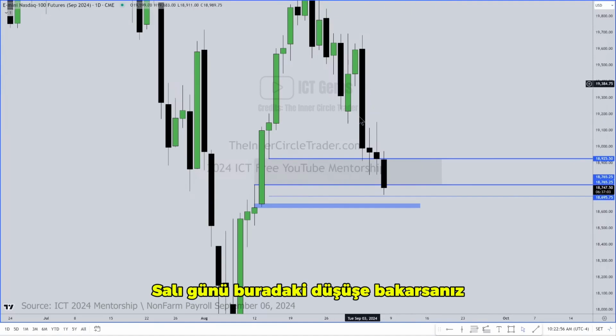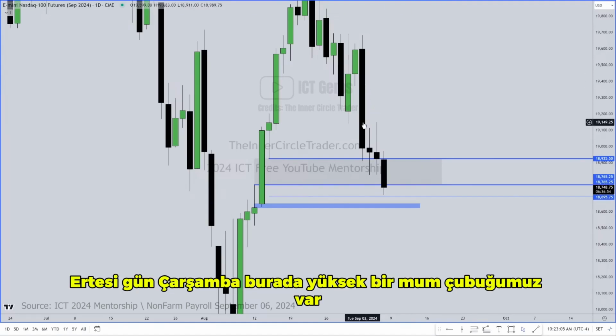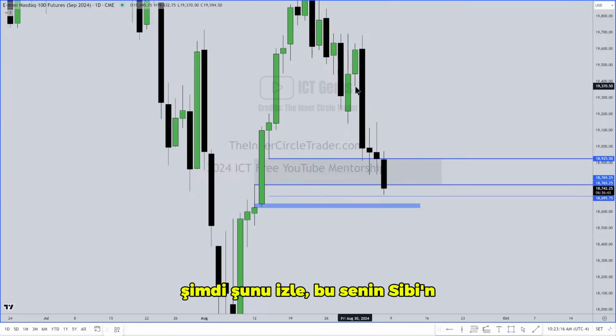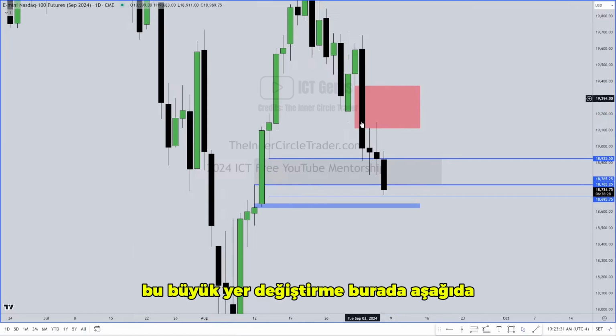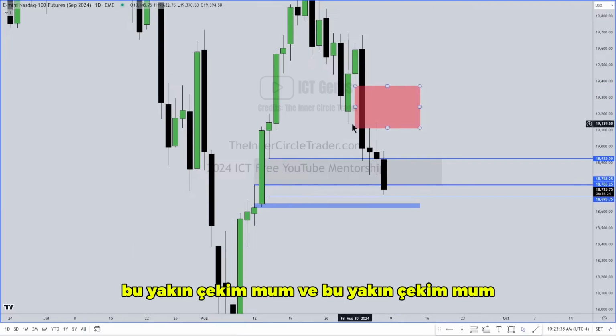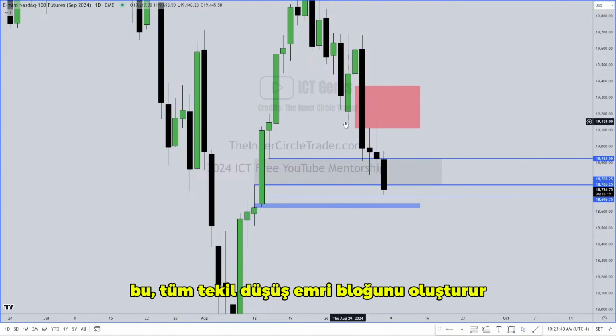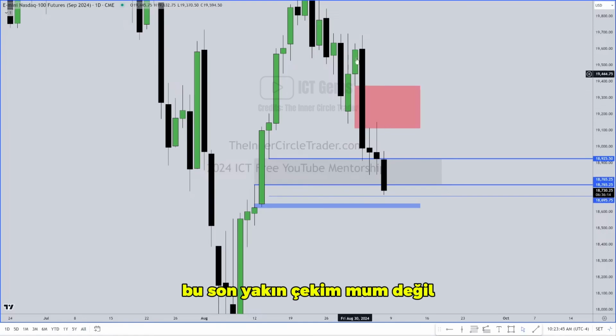If you look at the drop here on Tuesday, the next day, at Wednesday, we have a candlestick high here. Now watch. That is your SIBI. This is your sell side imbalance, buy side inefficiency. This big displacement lower here, this up close candle and this up close candle, that makes all one singular bearish order block.